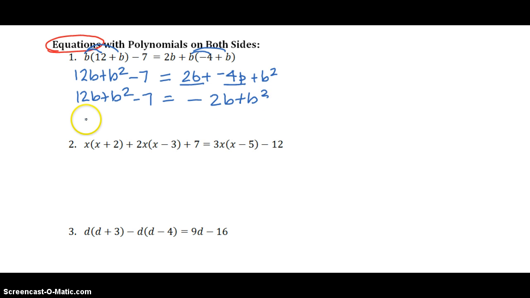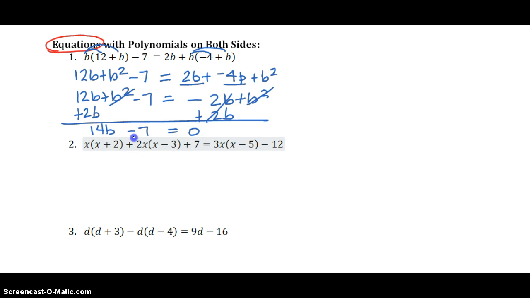Now I'm ready to get all my b's to one side and all my numbers without b to the other. Luckily, my b squareds are going to cancel, because when I subtract b squared from either side, it's going to cancel. So I can now add 2b to both sides. So start separating my b. So that's 12b minus 7 equals, actually, those cancel, so 0. So let's add 7 to both sides. So we have 14b equals 7. So we'll divide by 14 to get b, and b is actually going to be 1/2.